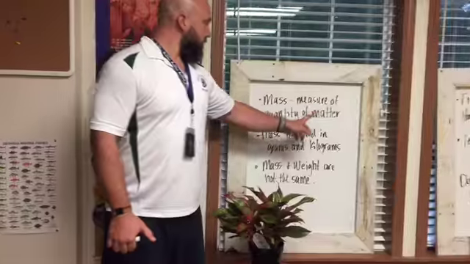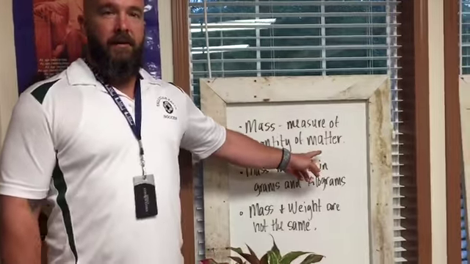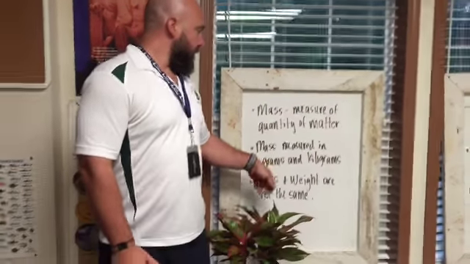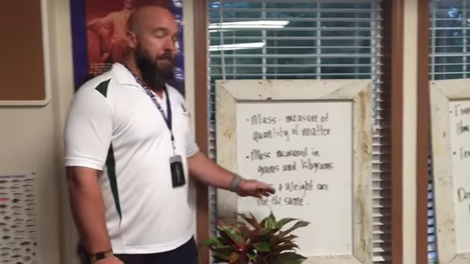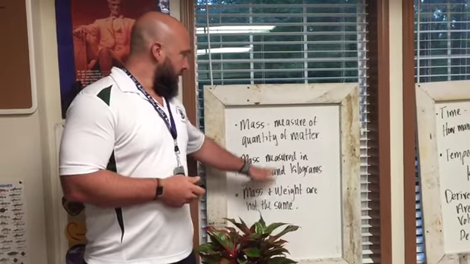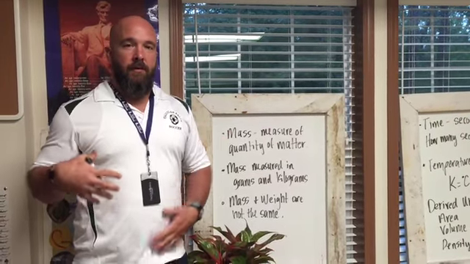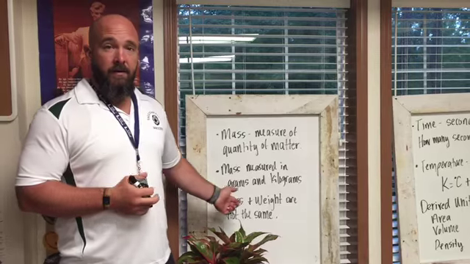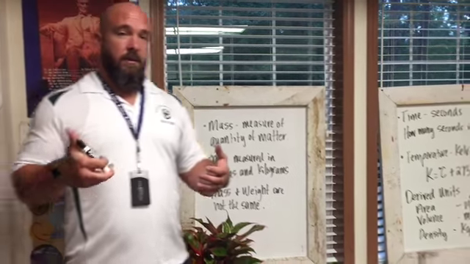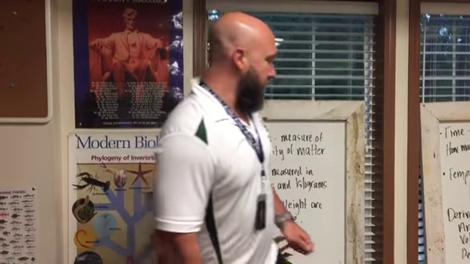Over here, mass. Mass is the measure of the quantity of matter. Mass is measured in grams and kilograms, and mass and weight are not the same thing. Mass is, like we said, the amount of matter. Weight is the measure of the pull of gravity on that matter. So if we were to go to the moon, we would have the same mass, but our weight would be different because there's not as much gravity.